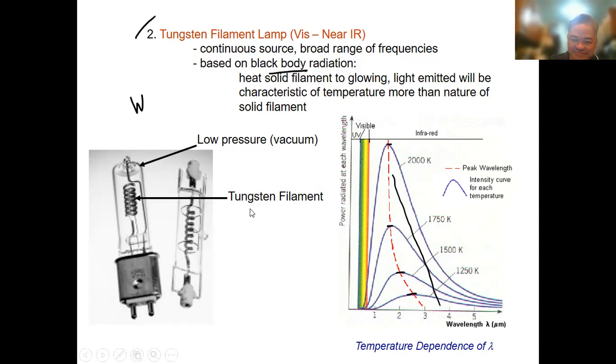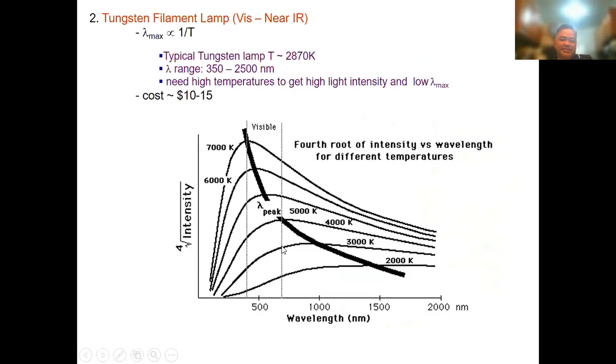So Wolfram, the German name of tungsten. And if you're going to look at this, okay, the lambda max of this, we could say is inversely proportional to temperature. So a typical tungsten lamp is around 2,870 Kelvin. And the range that you have here is 350 to 2500. So usually if you have a UV-Vis instrument, it's a combination of the deuterium lamp and the tungsten lamp. I think it is there in our double beam.